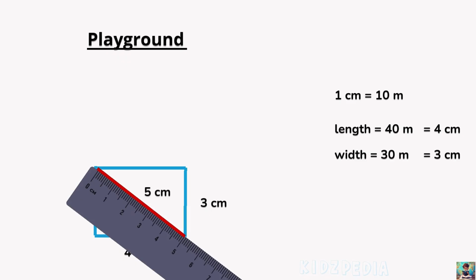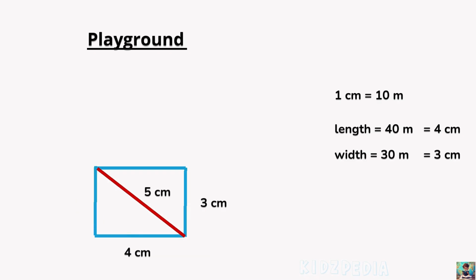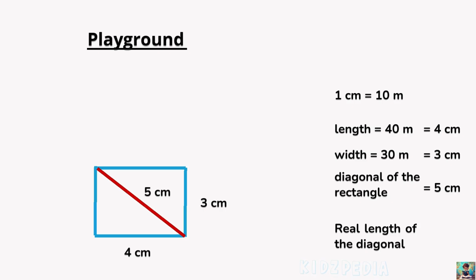It is 5 centimeter. The scale is 1 centimeter on map equal to 10 meter in real distance. So, 5 centimeter into 10 equal to 50 meters. So, the diagonal on the map is 5 centimeter and the real length of the playground's diagonal is 50 meters.